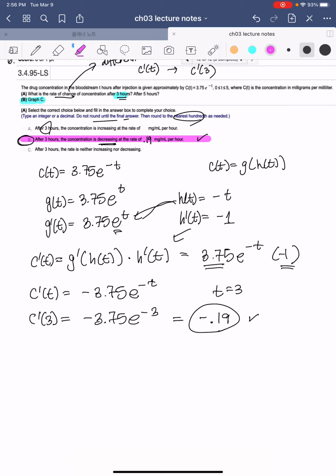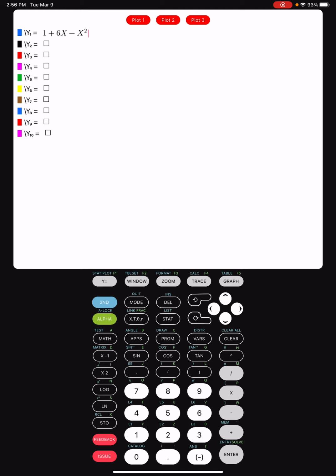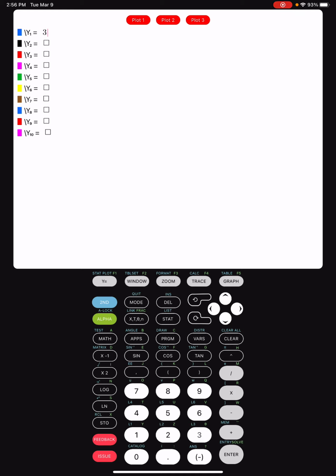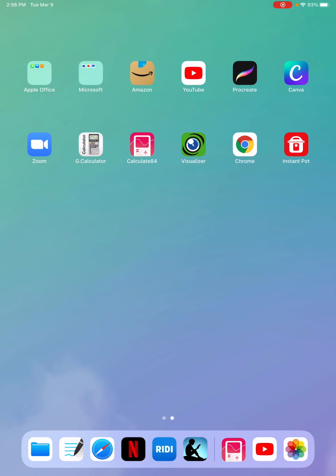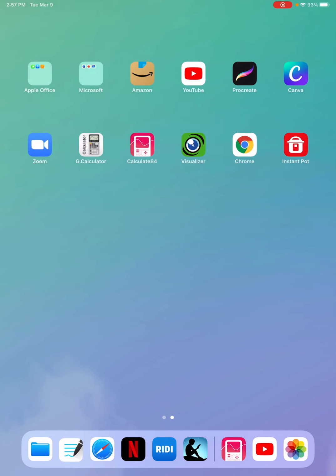Okay? Part B, graph C. So I'm going to graph this function, and you can use a graphing calculator. So you just pull out the graphing calculator, go to y equals, and then y equals 3.75 e raised to negative x. And since you want to narrow down the t between 0 to 5, here's how you rearrange it.